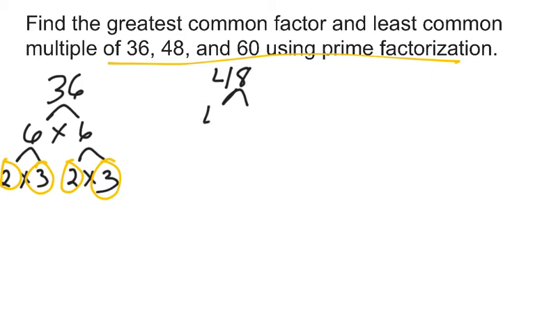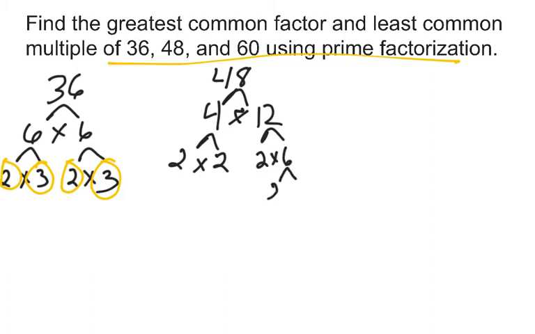I have 4, let me write that neater, 4 times 12. 4 can be broken into 2 times 2, 12, 2 times 6, and 6, 2 times 3. You might have picked different numbers and split it up differently. That's completely fine. So now I have my prime factorization of 48. Last but not least, 60.